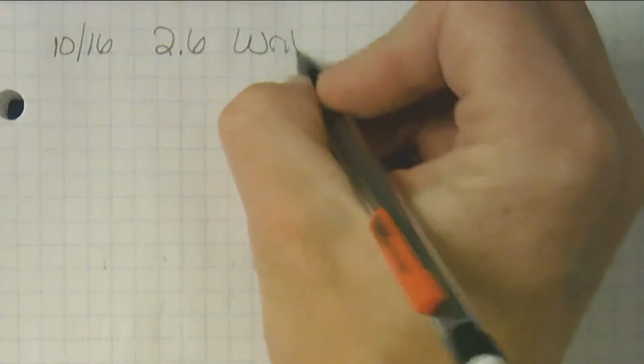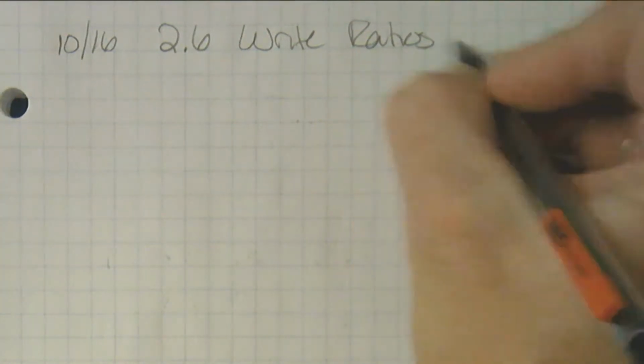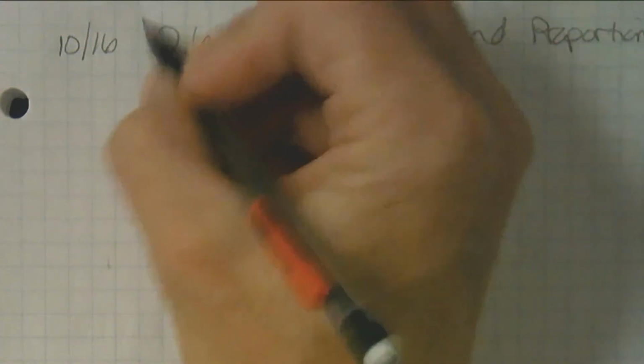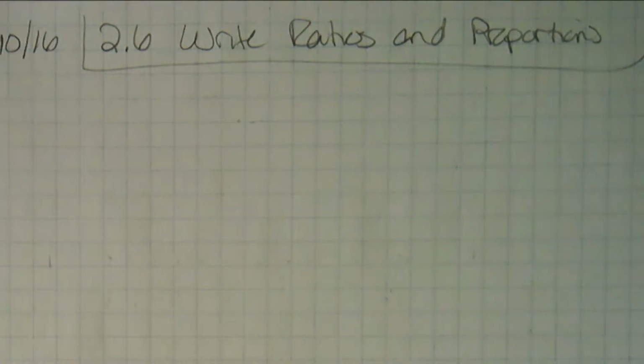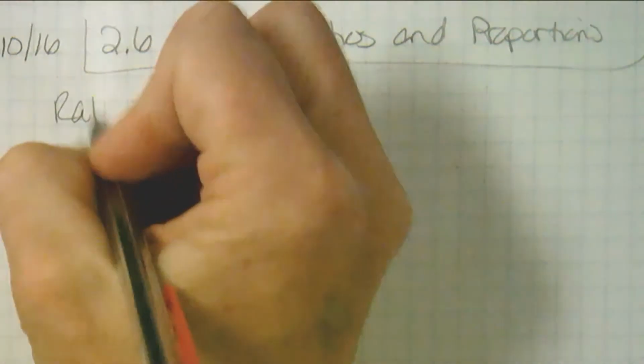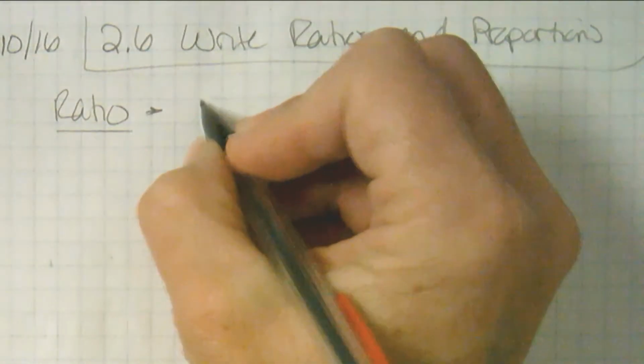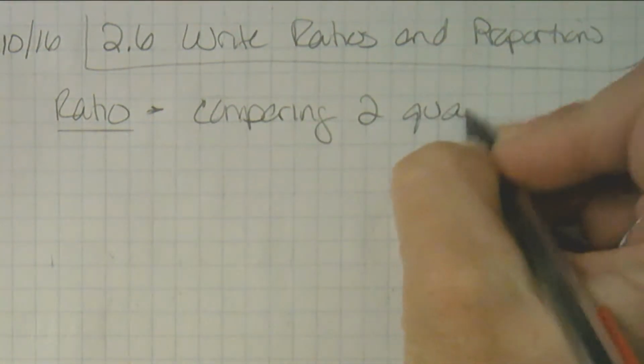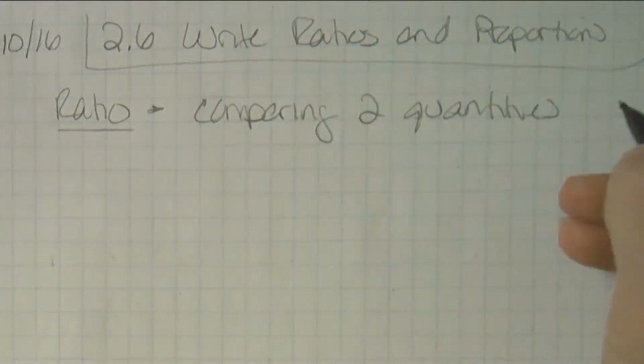All right, for the next 2 chapters, we are going to be working with ratios and proportions. So 2.6 is ratios and proportions. So let's remember what those are. A ratio is when we are comparing 2 quantities that have the same unit.